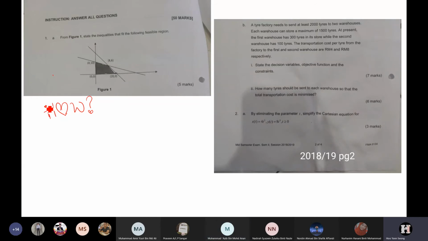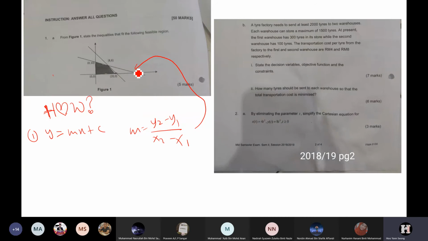Y equals to mx plus c. Okay, there are two methods. Y equals to mx plus c, so the m is y2 minus y1 over x2 minus x1. This formula is very suitable for this line because you know that your c is 10, so you just need to find the slope, using the points 0, 10 and 8, 6.